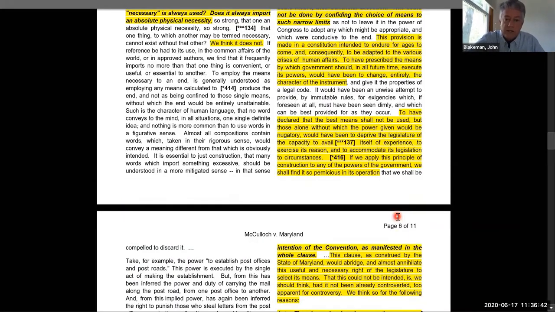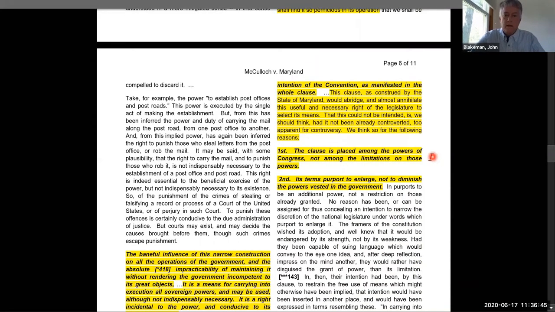Okay, so Marshall says, but consider this. The necessary and proper clause. The clause is placed among the powers of Congress, not among the limitations on those powers. So think back to that constitutional roadmap in an earlier lecture. Article 1, Section 8 spells out the powers of Congress. Article 1, Section 9 limits the powers of Congress. And the necessary and proper clause is in Article 1, Section 8. It's at the very end. It's placed among the powers of Congress, not among the limits on Congress.